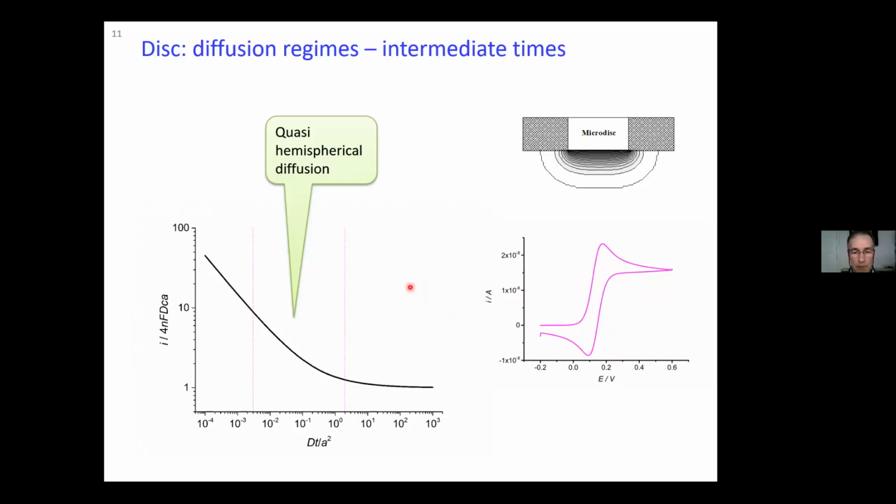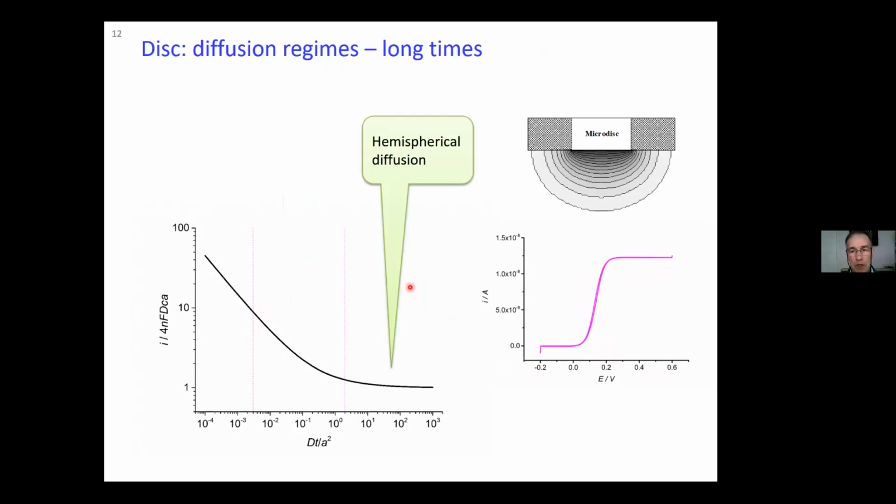And if we do the experiment later, now we've got a very well established hemispherical diffusion field. The thickness of the diffusion layer is about 7 to 10 times the radius of the microdisc. Now the current transient approaches a steady state, and at very long times reaches the steady state. And if you perform voltammetry on that sort of time scale, you've got a linear sweep, sigmoidal shape with very little hysteresis between forward and back.